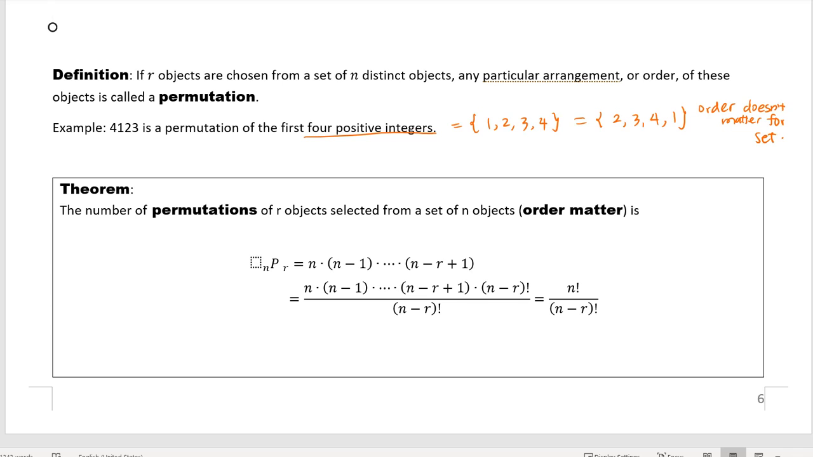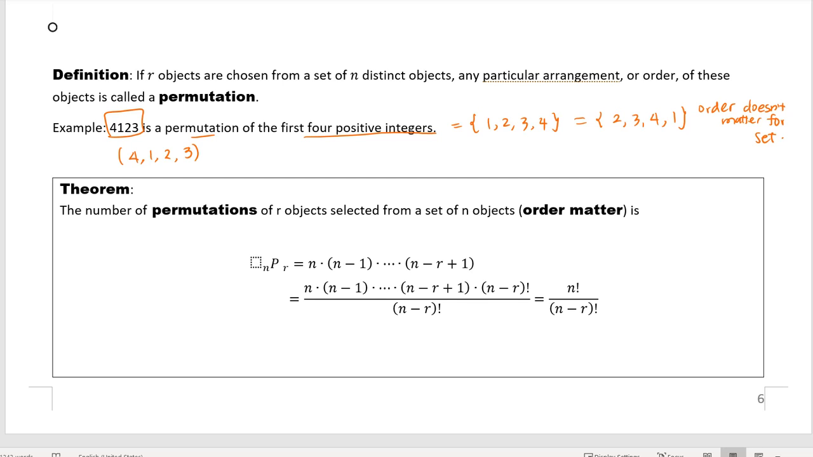Okay, so that's why if you want to care about the order, you use permutation. A permutation is a specific arrangement or order of the objects. Sometimes people use points to denote it. We can also use this point notation, because coordinate notation is like an ordered list of numbers.